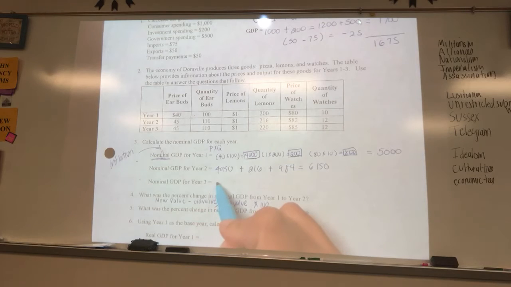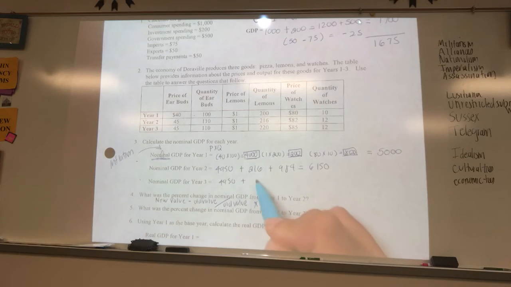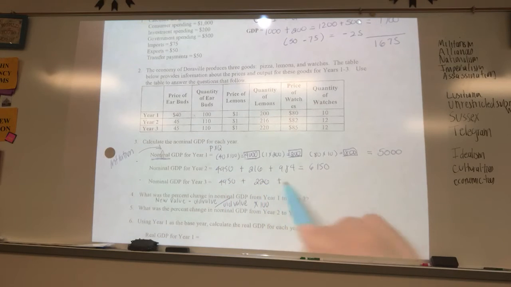Correct. Okay, for year three, have y'all done that one? Okay, so let's do this one. What did we get for 45 times 110? Okay, what did y'all get for lemons? 220. What did y'all get for the watches?